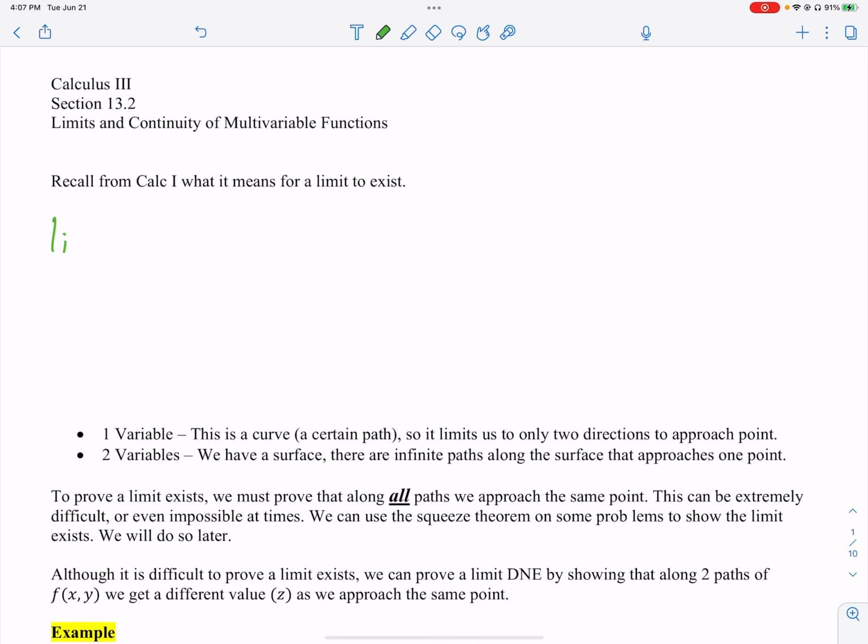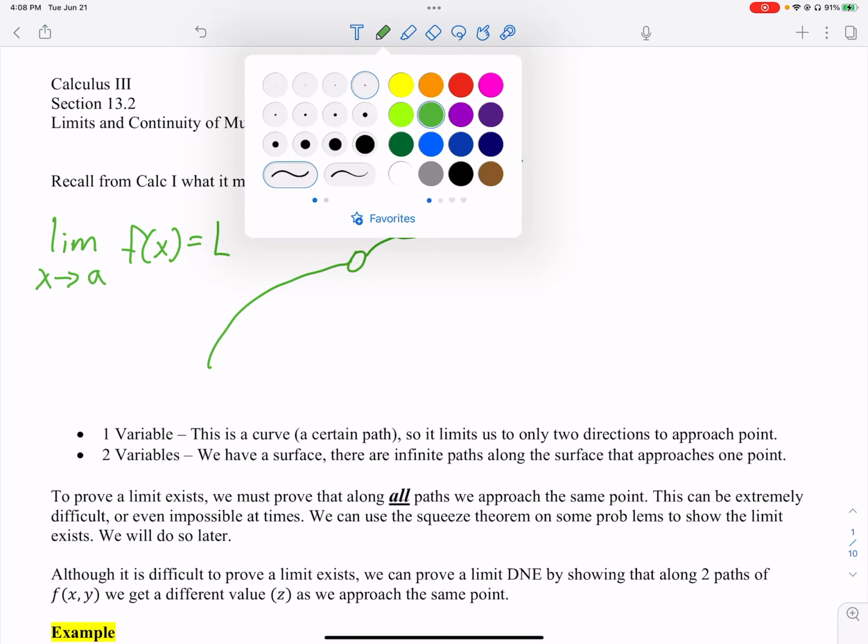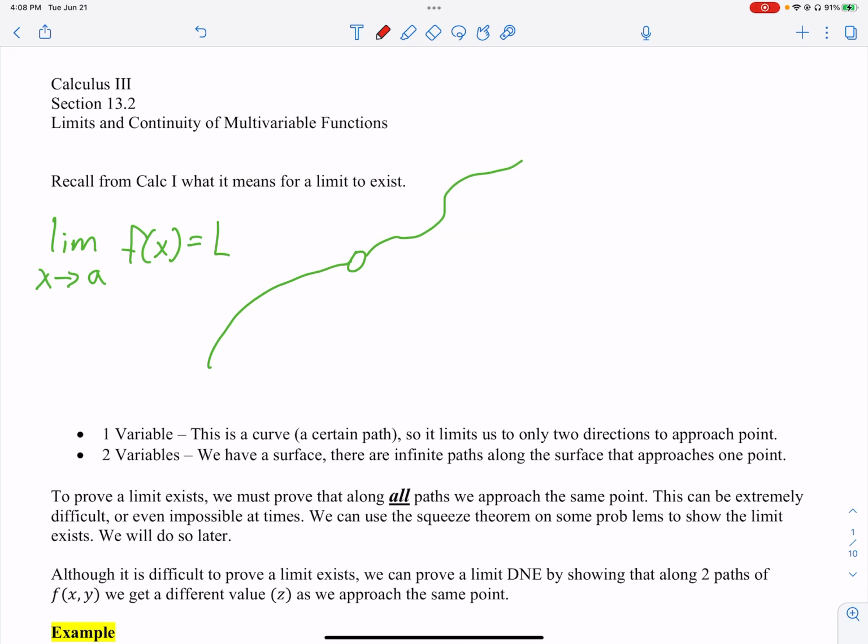So let's write the notation for a limit in Calc 1. This is the limit as x approaches a of some function f of x, and we'd say that's equal to L. On the graph, this is the way most calc classes will introduce the idea of a limit: we're looking at what the graph is approaching. Let's say this is a. What we're concerned with, and hopefully you remember this, is that the limit only exists if we approach it from both sides and it goes to the same number.